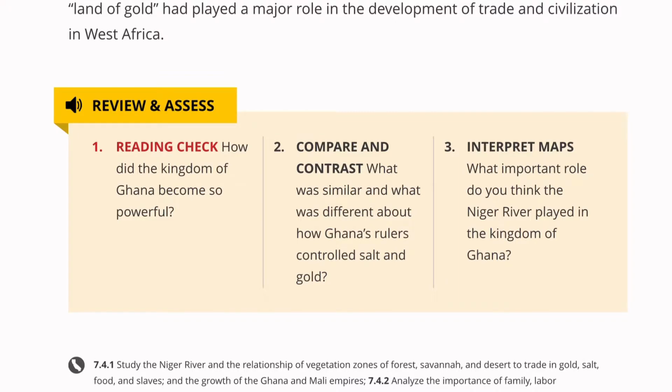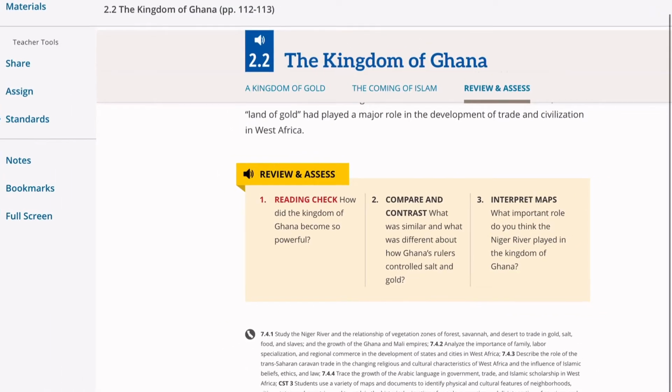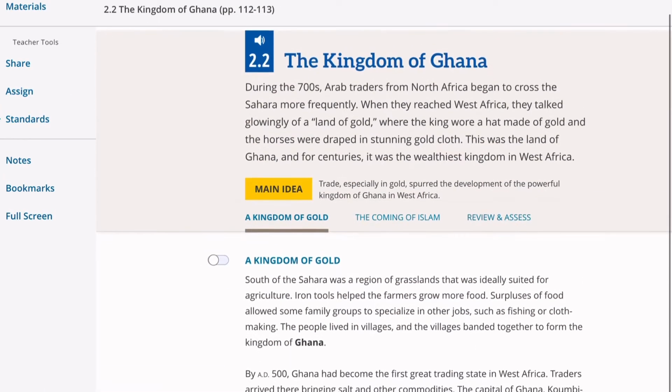Now, before we get into the details of this lesson, let's take a look at the review and assess questions. For number 1, reading check. How did the Kingdom of Ghana become so powerful? And number 2, compare and contrast. What was similar and what was different about Ghana's rulers' control of salt and gold? And number 3, interpret maps. What important role do you think the Niger River played in the Kingdom of Ghana?